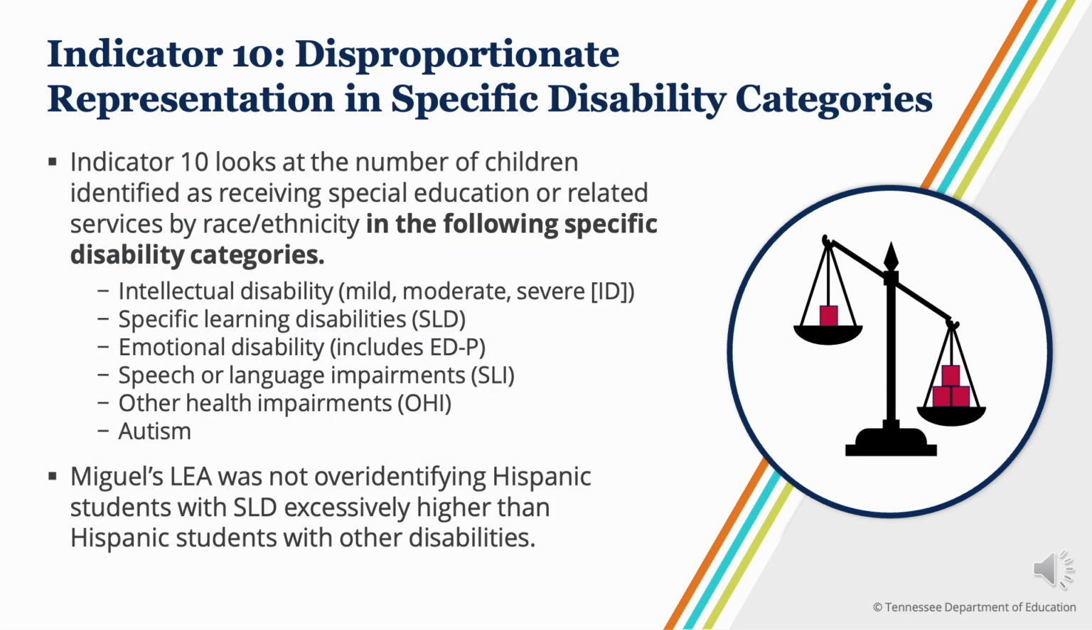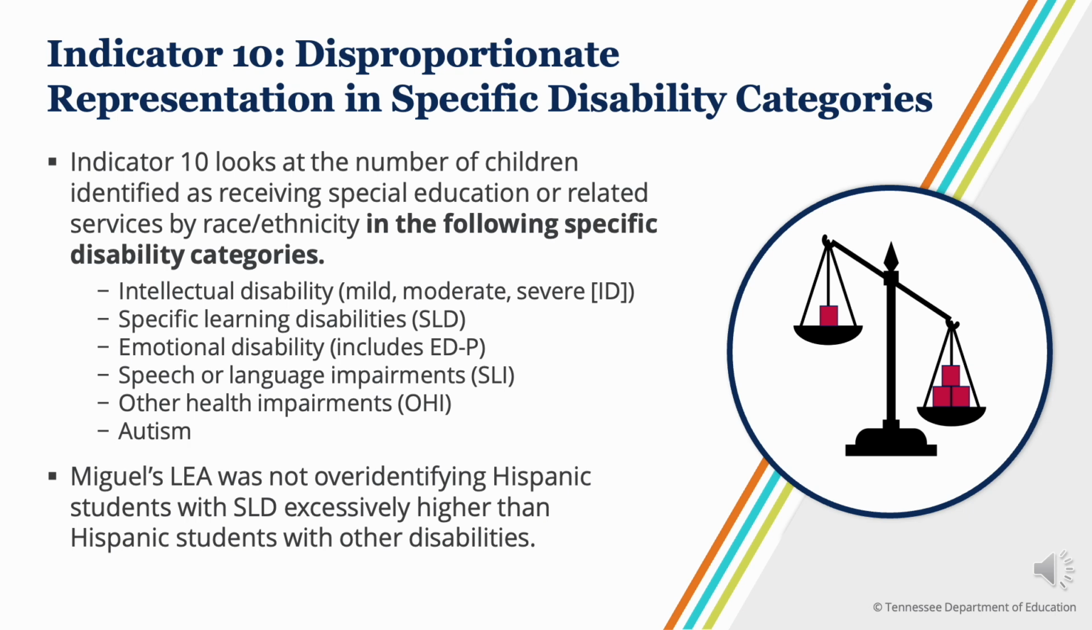Indicator 10 is disproportionate representation in specific disability categories. Indicator 10 looks at the number of children identified as receiving special education or related services by race or ethnicity in the following specific disability categories: intellectual disability, specific learning disabilities, emotional disability, speech or language impairments, other health impairments, and autism. Miguel's LEA did not have disproportionate representation. If it did, again, the state would review the LEA's policies, procedures, and practices.